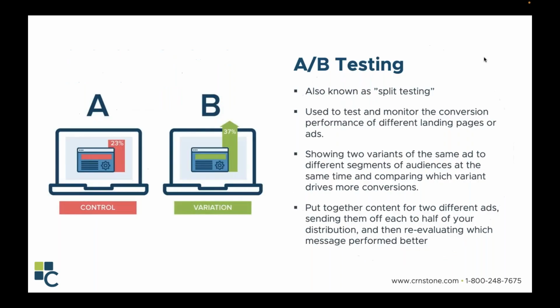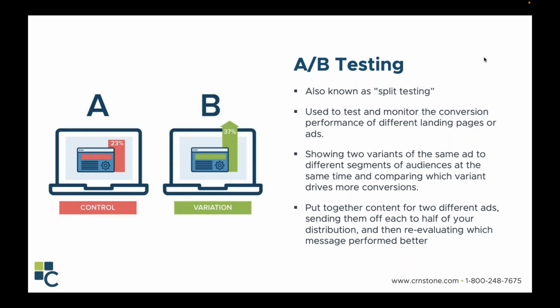We also want to consider if we're going to do any A/B testing for our campaign. A/B testing is also known as split testing, and it's one of the techniques used to test and monitor the conversion performance of different ads. So this means you show two different variants of the same ad to different segments of your audience at the same time, and you compare which of those drives more conversions. So this means putting together content for two different ads, sending them off each to half of your distribution list, and then evaluating which message performs better. With that information, you can then tailor your messages more properly in the future.